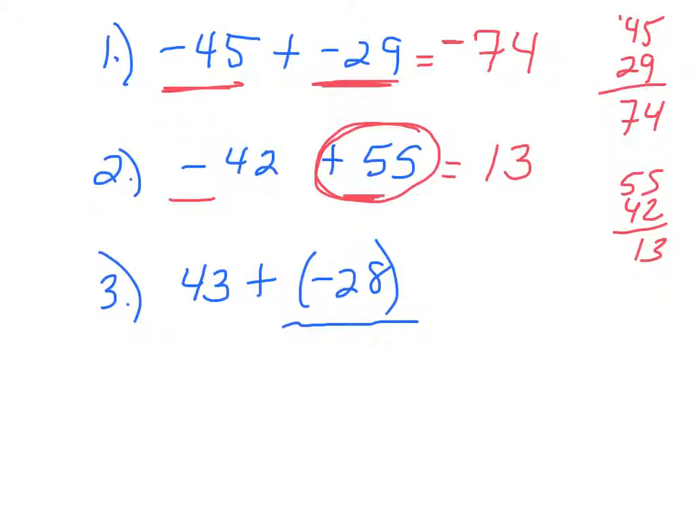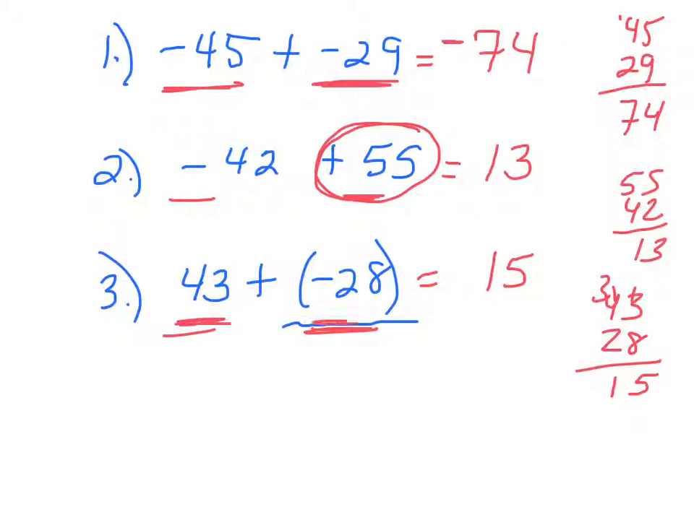My last one, once again, I am also adding two opposite signs. So I need to find the difference between 43 and 28. I'm going to borrow. 13 take away 8 gives me 5. 3 take away 2 gives me 1. I need to figure out whether my 15 is positive or negative. Is 43 bigger than 28? Yes, it is, and this is positive, so my answer is also going to be positive.